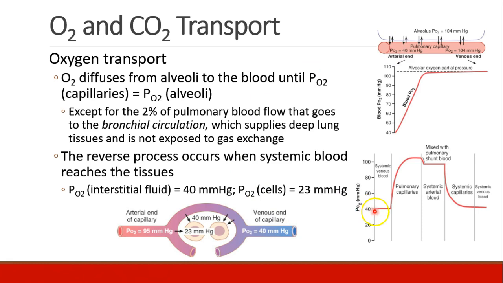And so we can see how this whole process takes place. The venous blood has a PO2 of 40. In the pulmonary capillaries, it gets brought up to 100. It drops a little bit when it gets mixed with that 2% of blood that didn't get oxygenated in the lungs, and any other blood that's shunted. This is our systemic arterial blood with a PO2 just under 100. When it goes to the capillaries, it unloads its oxygen until it comes out on the venous side with a PO2 of 40 again.